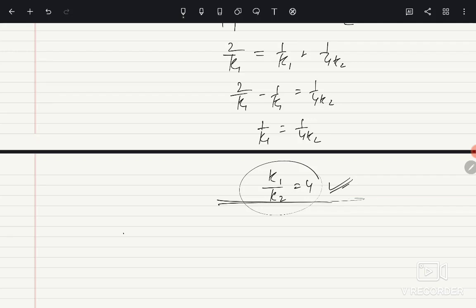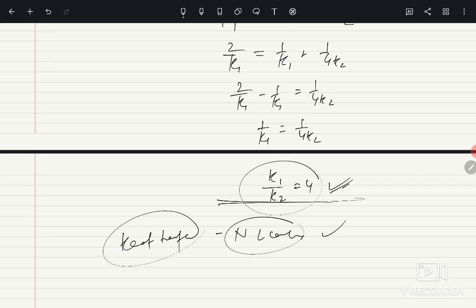In the next video, we are going to take another question of heat transfer related to Newton's law of cooling, which was asked in a previous year JEE examination.